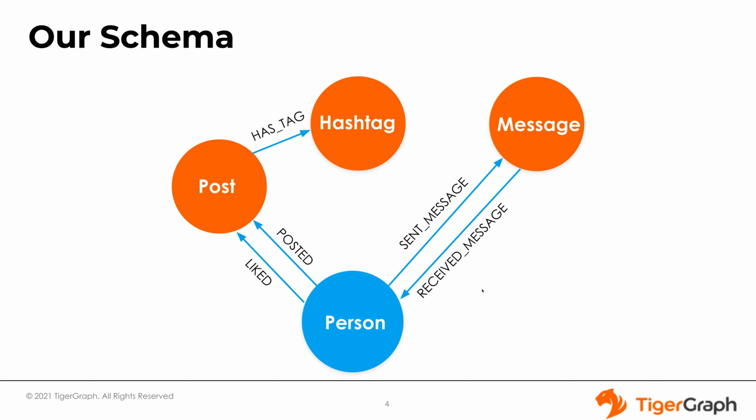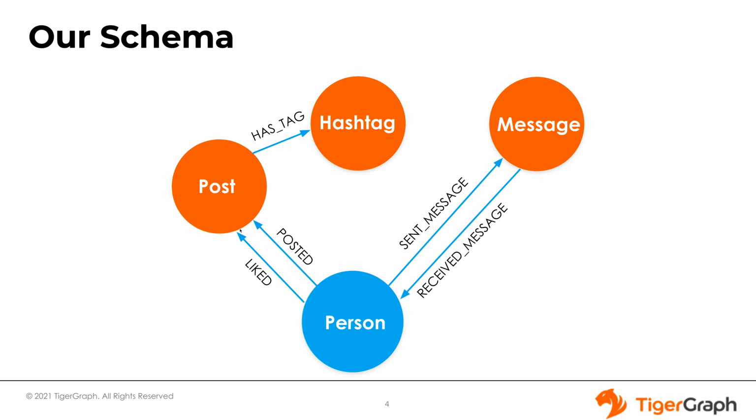And then from there, we have hashtag nodes. Each one of these is a unique hashtag, and they will be tied to our posts via the hashtag edge. And then finally, we have messages, which are messages between 2 users. Those messages contain a subject, a body line, and a sent and received date time.